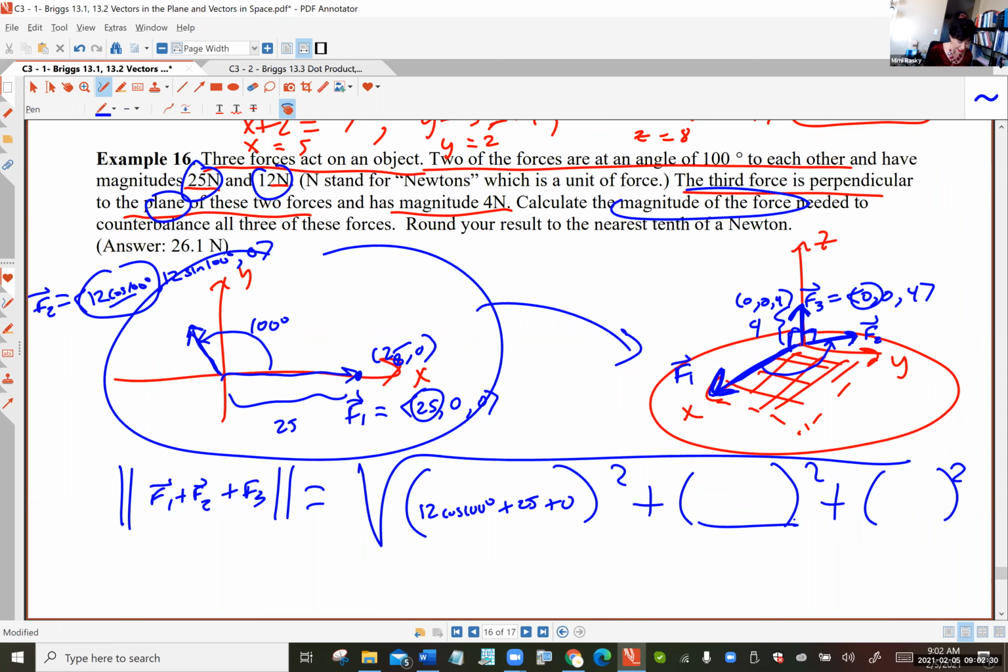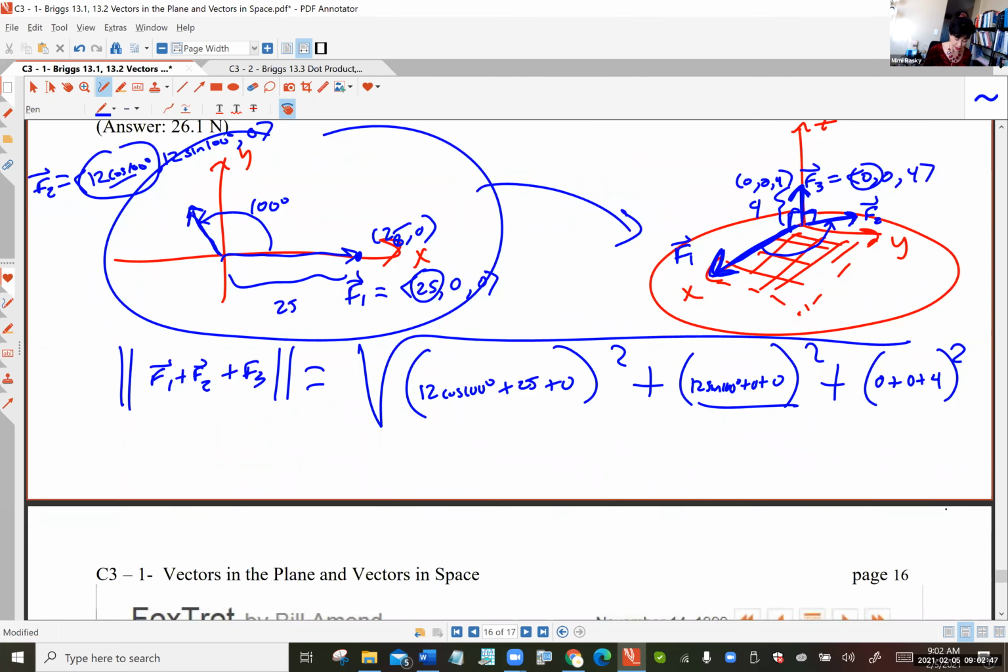plus, and then we add up everybody's y components, 12 sine 100 degrees plus 0 plus 0. So that's just going to be 12 sine of 100 degrees. And then finally add up everybody's z components, okay, like that. And then square root this, and you'll get something weird. It's approximately 26.092. And the units are newtons. And we're done with this problem.